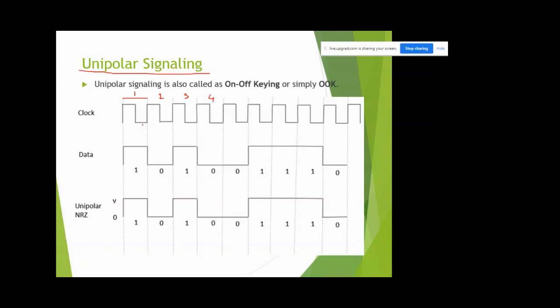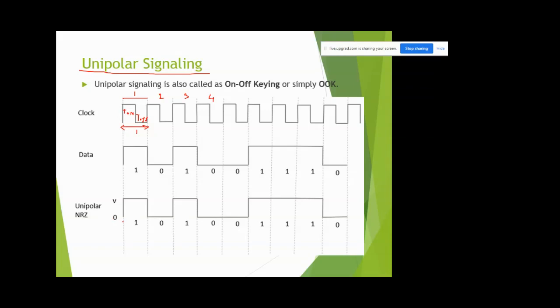Okay, so you can see one clock means what? It is T on and it is T off. So T on and T off is nothing but one clock. In one clock, one bit is generating. So this is the simple data we have: 1 0 1 0 0 0 1 1 1 0.